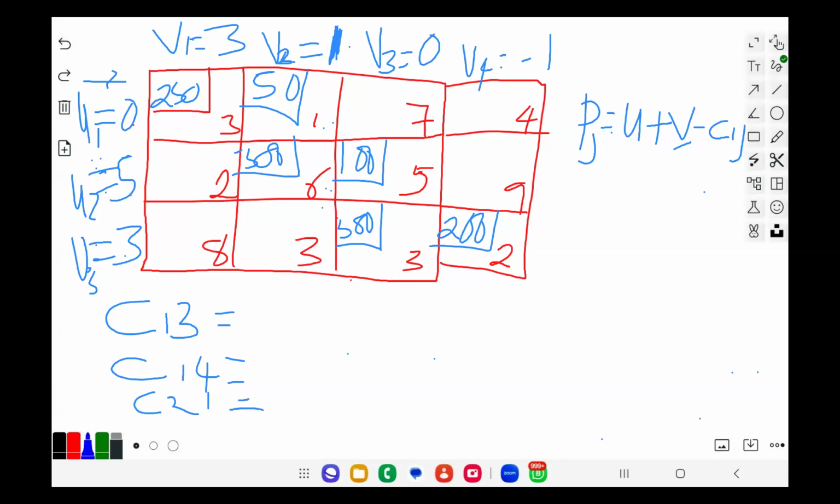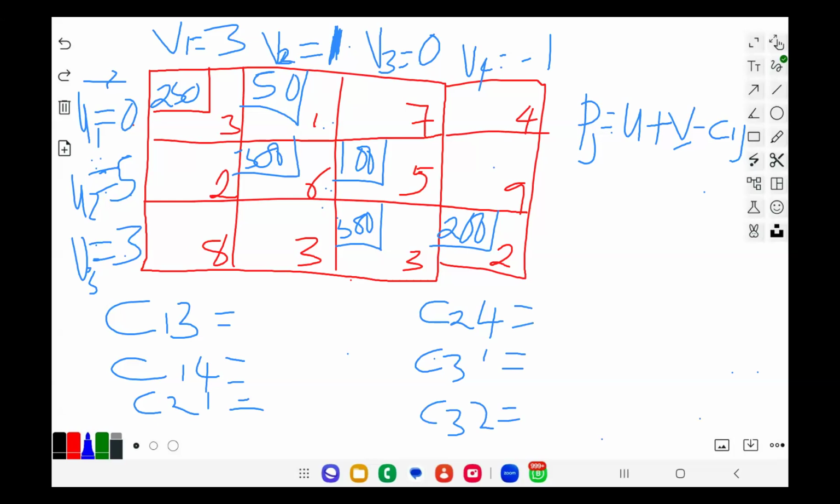Then where else? The other one is C2, 4, right? Here where there is 9. And here where there is 4 is C, where there is 8 is C3, 1. And the C3, 2. Right? You're following? These are codes. Simple.